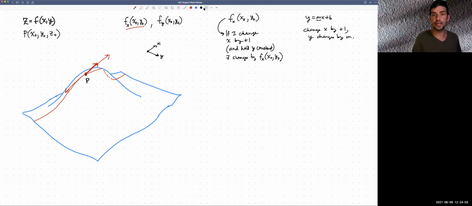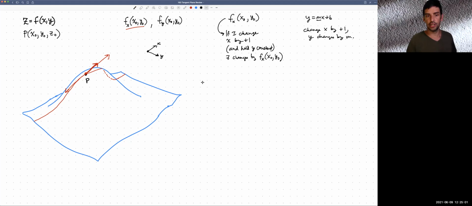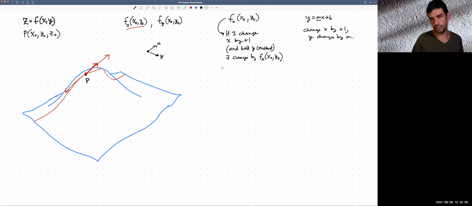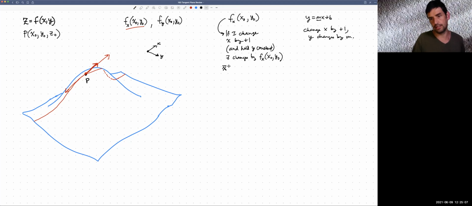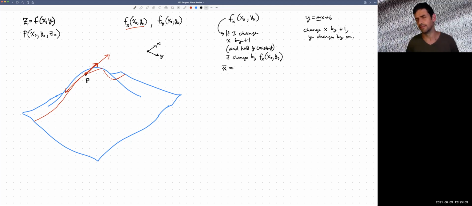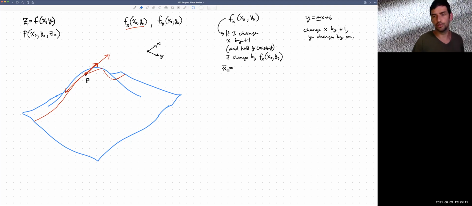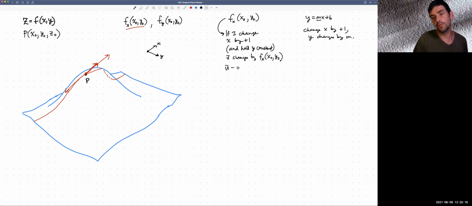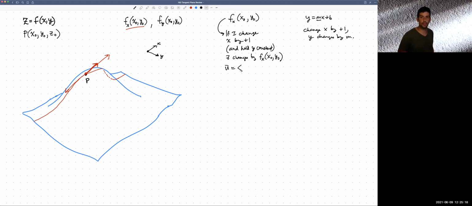Well, that vector, let's call it x. No, that's not a great name for it. Let's just call it u. I don't want to get too many x things going around. U, what is u? What has to be true about the u vector?